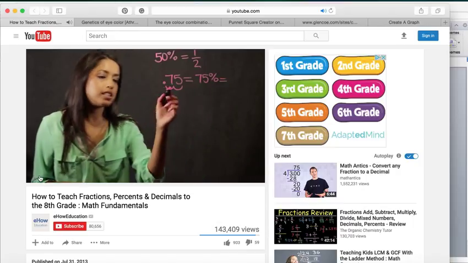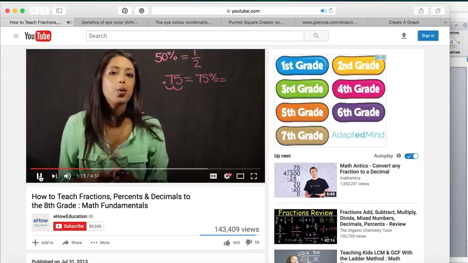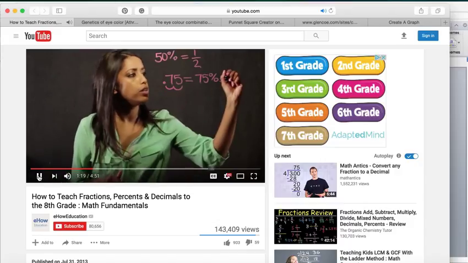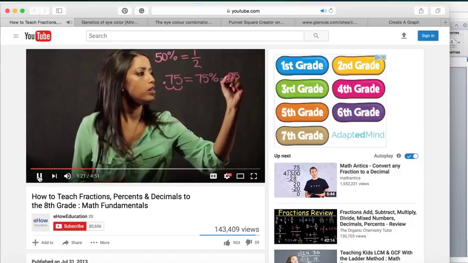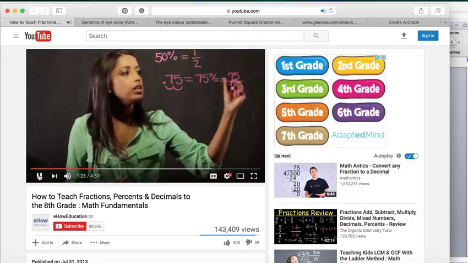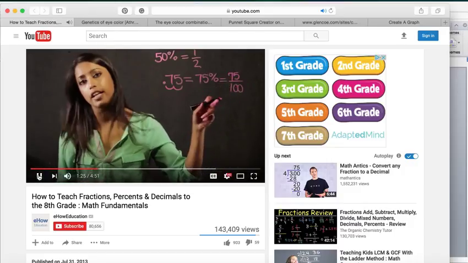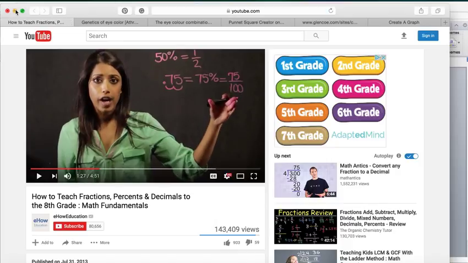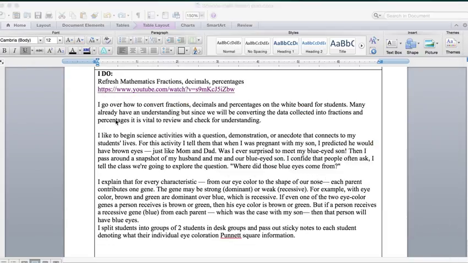Now, if I want to take this number and convert it to a fraction, what I do is I take the original number 75 and I put it over 100. And as you can see, this is a correct fraction, but it's not in reduced form. So if I want to reduce the fraction, you can see how that's going to be maintained. As I said, you can continue to do this, or they do have an understanding at this age, but check for their understanding and proceed.